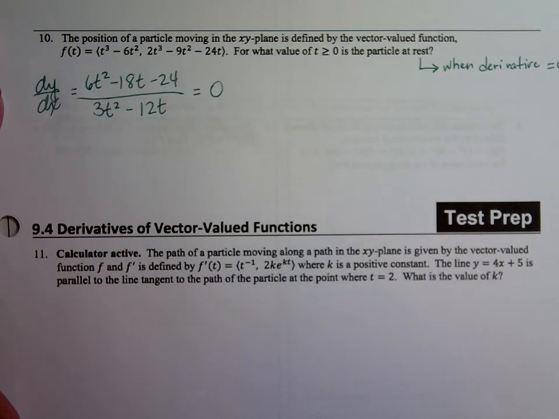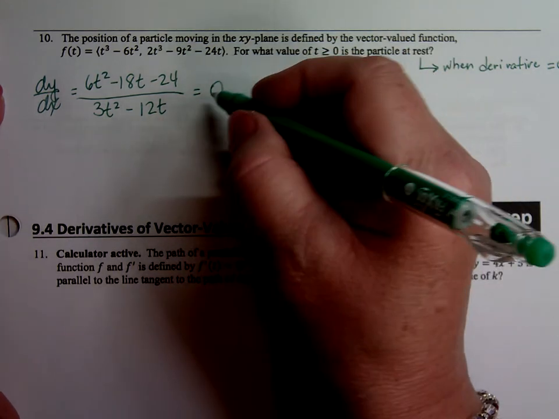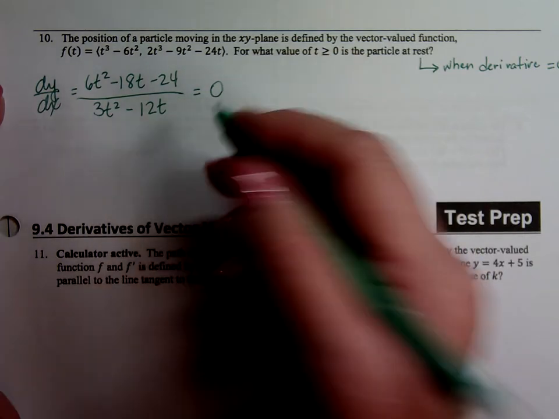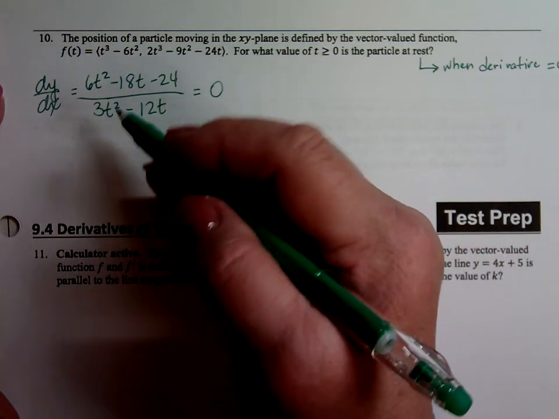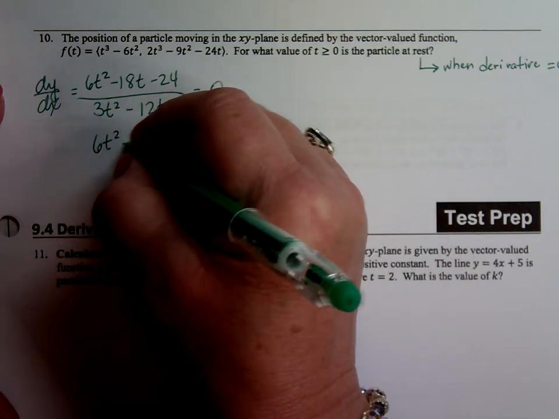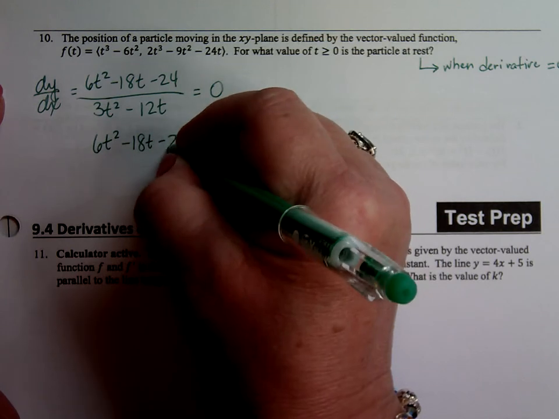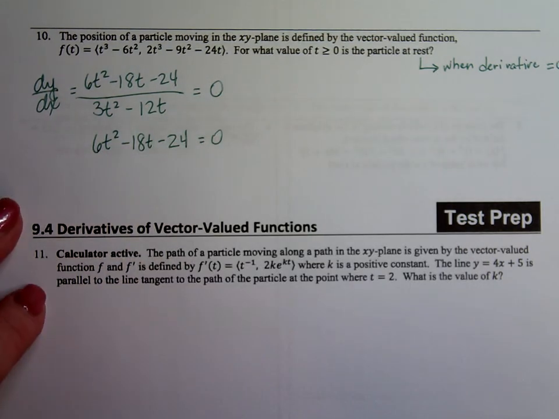Okay, so if I set it equal to 0, there are a couple of different ways you could think about this. You know me, I'm big on cross multiplying. Put this over 1, cross multiply. However you want to think about it, some kids think about it as multiplying both sides by 3t squared minus 12t. Either way, your next step is going to be 6t squared minus 18t minus 24 equals 0. The denominator gets banged out of there. And so let's solve it for t and see for what values of t it is at rest.